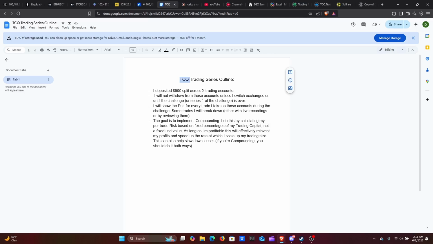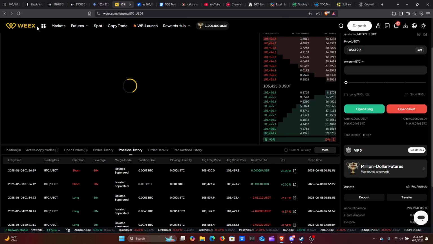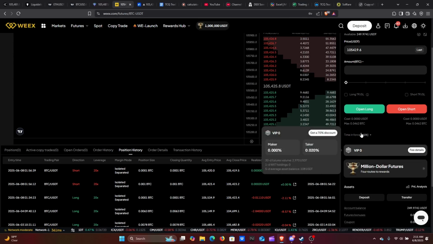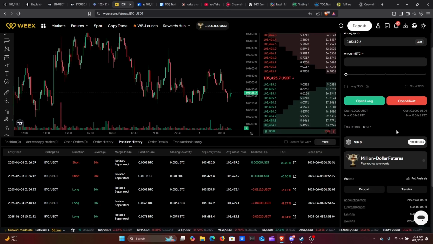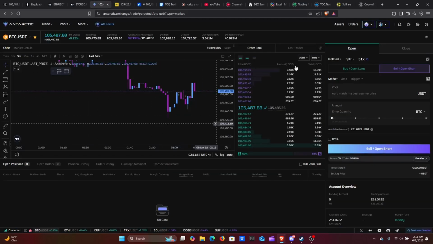It's basically going to be me showing my trades, showing the progress of 2 trading accounts, which I just deposited money to. The accounts that I'm currently using are right now Antarctic, which is a DEX, and I am also using Weeks because I have low fees on it. So this is going to be the account that I use on the go if I'm trading when I'm not home. And when I am home, I'm going to be primarily trading on this exchange.